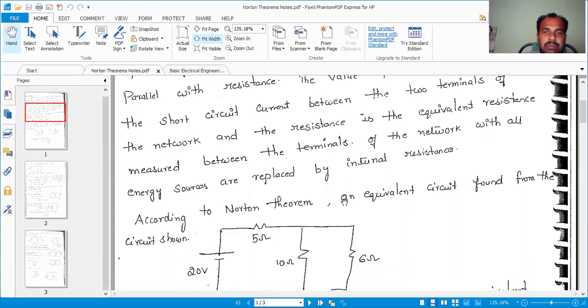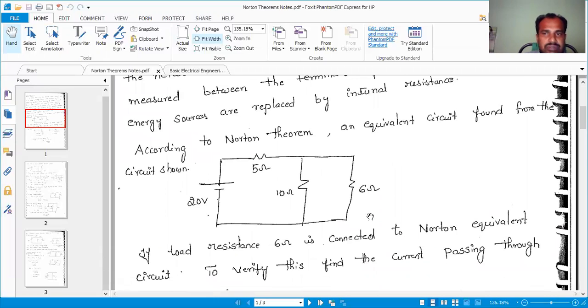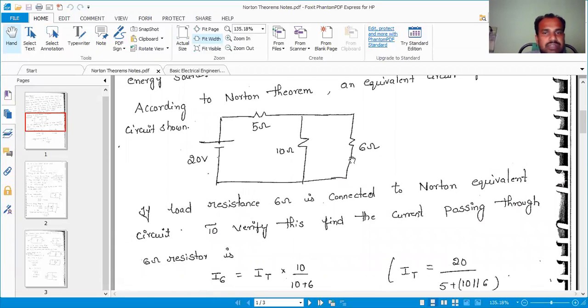Okay. For example, the circuit diagram consists of 20 volts, 5 ohms, 10 ohms and 6 ohms. The load resistance is 6 ohms, connected to the Norton equivalent circuit to verify the current passing through the 6 ohm resistance. To find the current through the 6 ohm resistance, according to the current division rule, it is the total current times the opposite resistance divided by the total resistance.